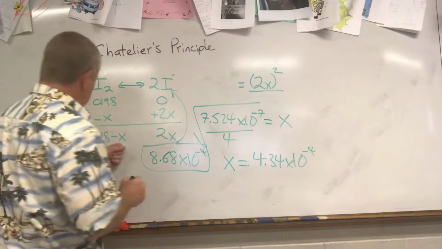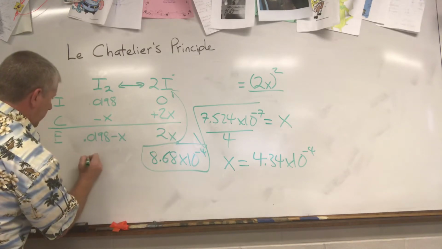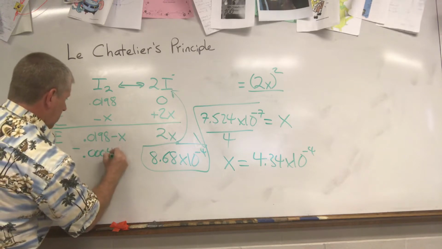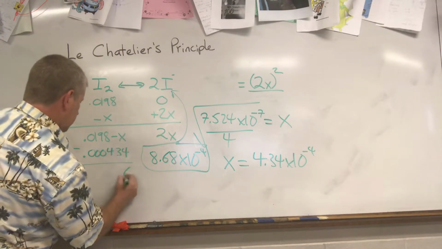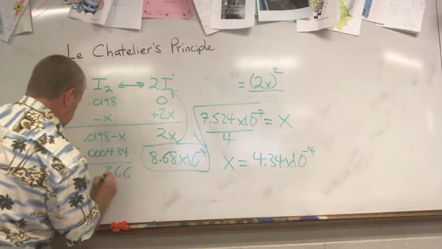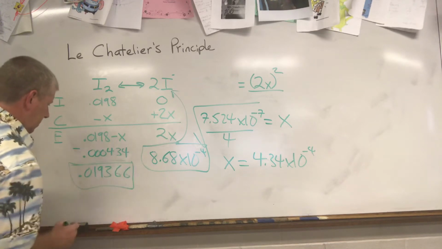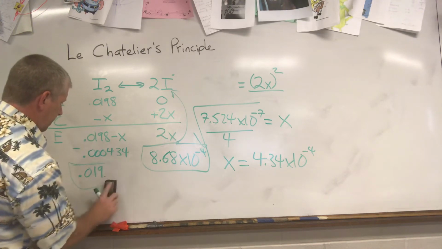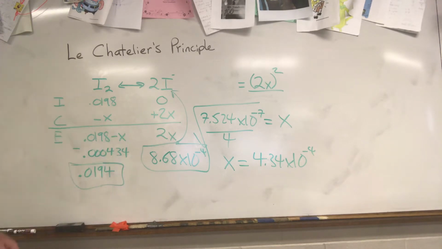And if I take the original equilibrium 0.0198 minus this, so minus 0.000434, we don't get much of a change. That would be 0.0194. Okay, there's our other answer. That's how much of the molecular iodine I would have.